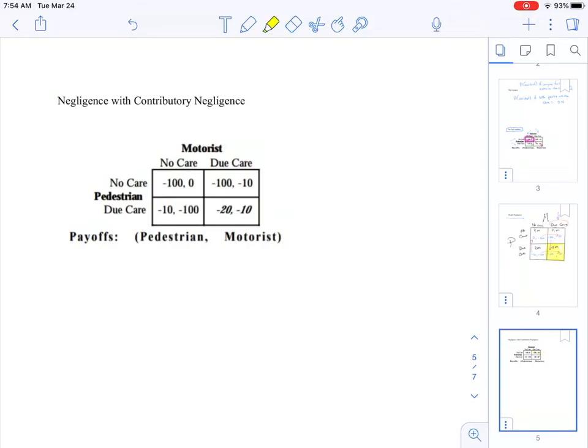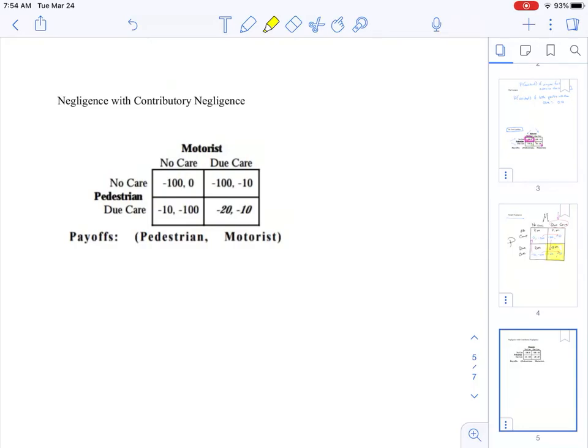Now, if the pedestrian exercises due care and the motorist does not, you end up in this bottom left cell. The pedestrian is out $10 for exercising due care. The motorist does not exercise due care and is therefore negligent. So there is an accident, but those $100 accident costs are shifted to the motorist. So the motorist is out 100. And let's get rid of this.